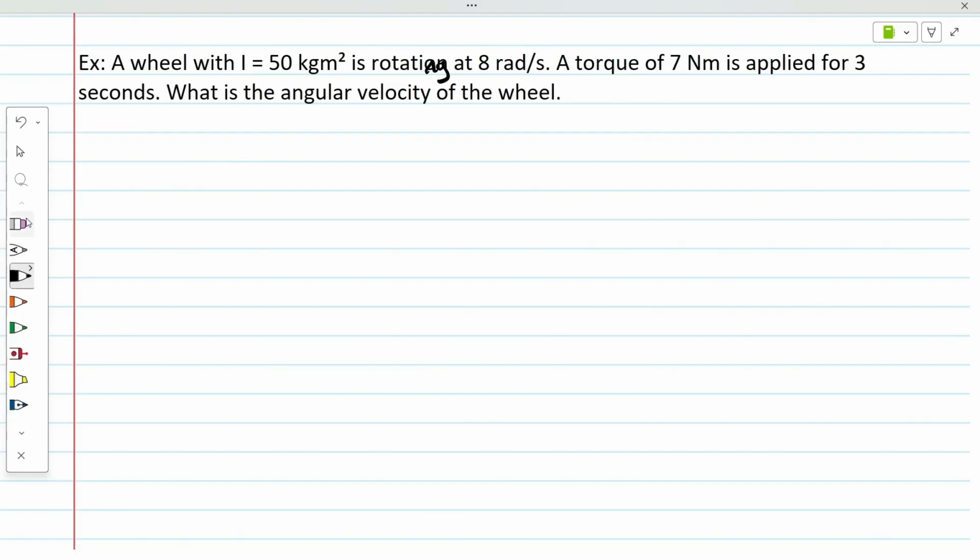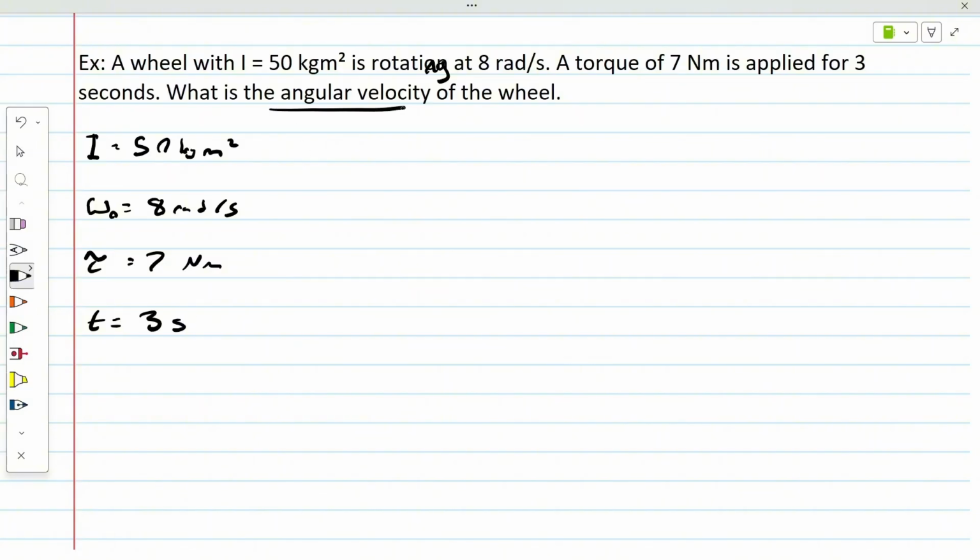Okay, and so let's go ahead and list out what we have. We have the rotational inertia, so 50 kilograms meters squared. It's rotating initially at 8 radians per second. And a torque is applied, 7 Newton meters, for 3 seconds. So we want to know what is the final angular velocity. So that's what we're trying to find, this final angular velocity.